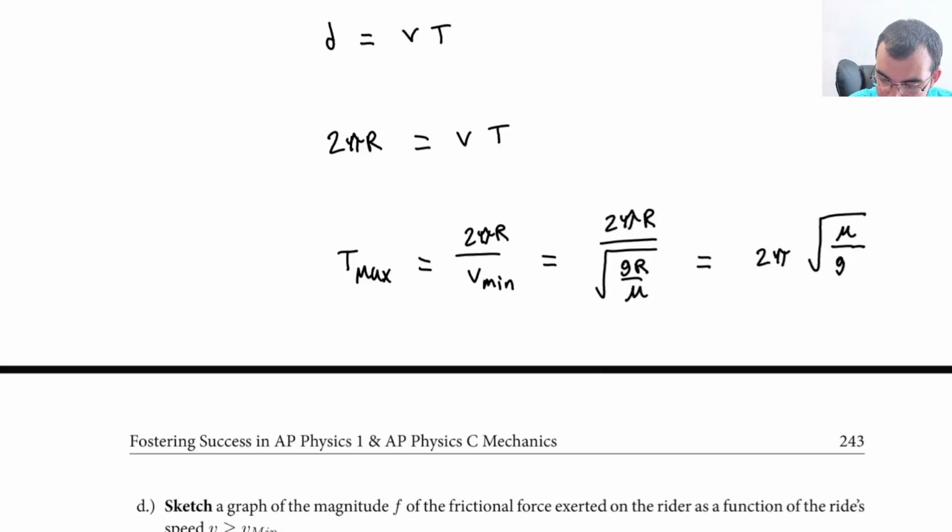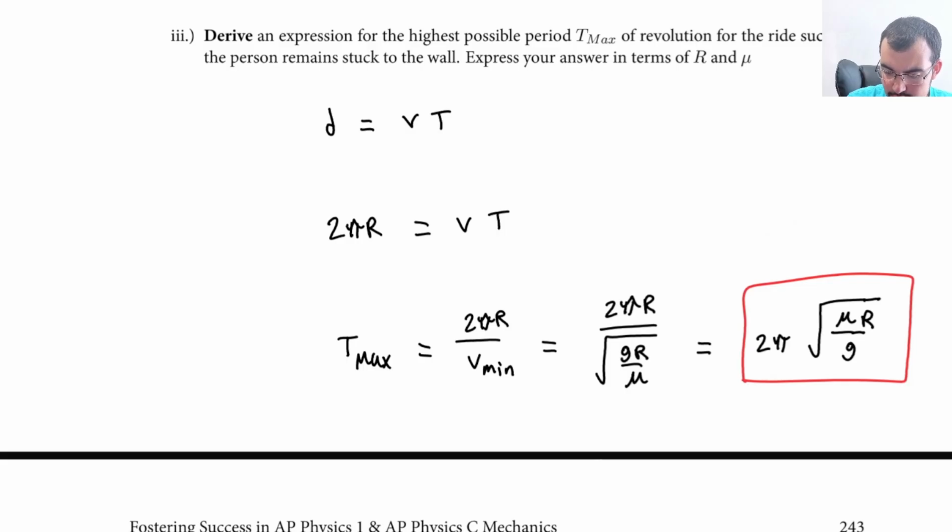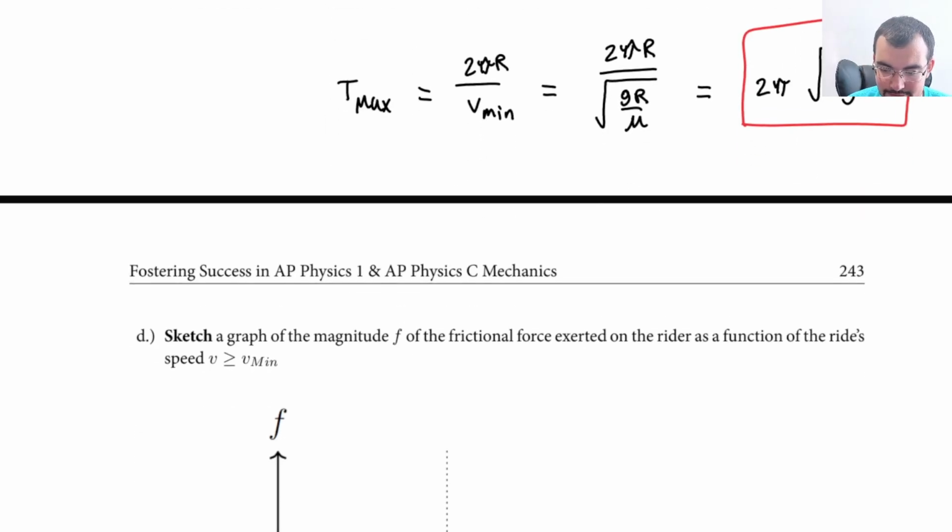Square root mu r over g. So that will be our period. And this should make sense that this is our period expression, because if you have a larger mu value, that means that the required speed is less, so the max period is higher. So this is our expression for the period.